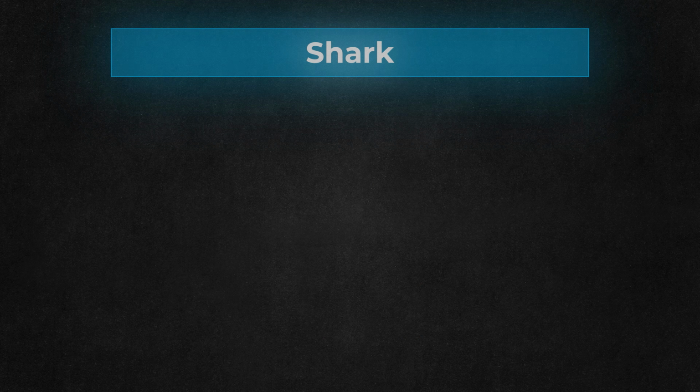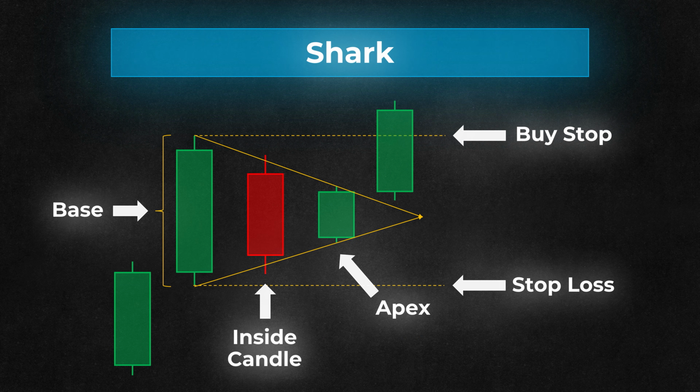Shark. The shark is a 3-candle or 3-bar pattern that is formed by 2 successive inside bars. The second inside candle is called apex in this case. The shark pattern is basically a compressed version of a pennant. The candle that precedes the first inside candle is the base. The trigger for this pattern happens at the breakout of the base with a stop loss below the base.